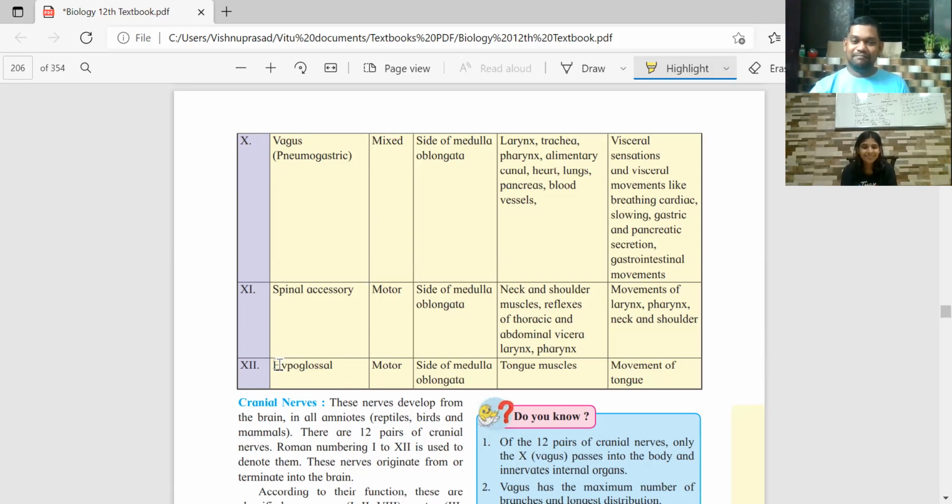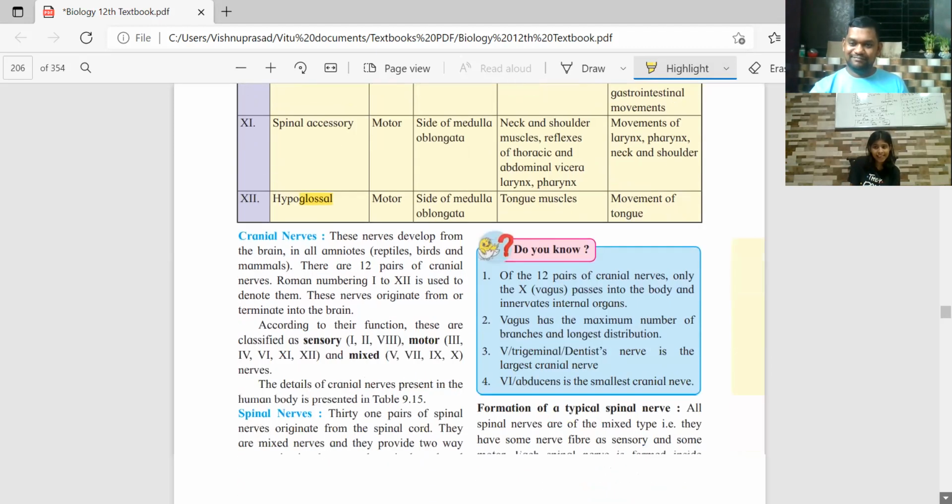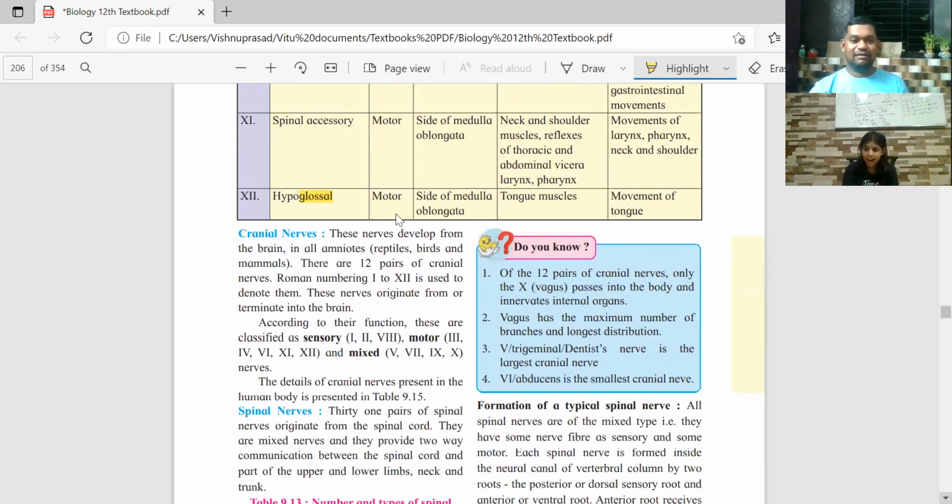Hypoglossal. Again, see the word glosso. Glosso means tongue. So hypoglossal, hypo means below. So below the tongue. Movement of the tongue is a voluntary action. You can move your tongue whenever you want, right? So that is taken care of by hypoglossal.